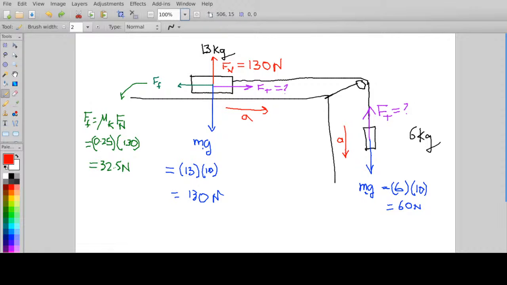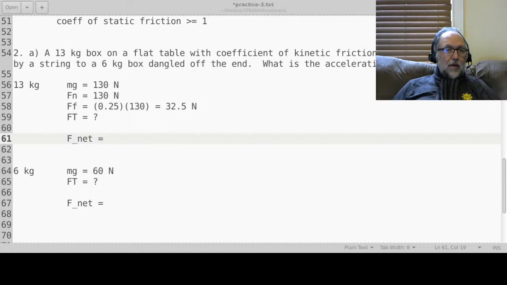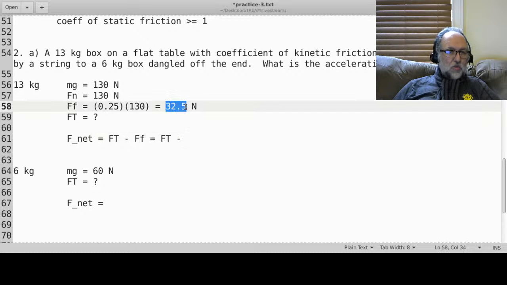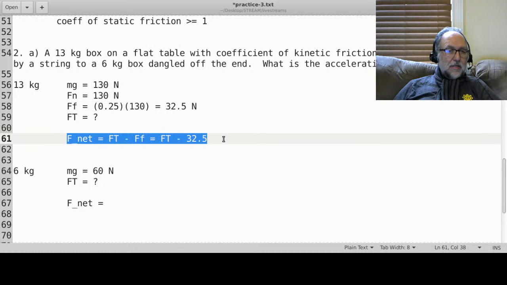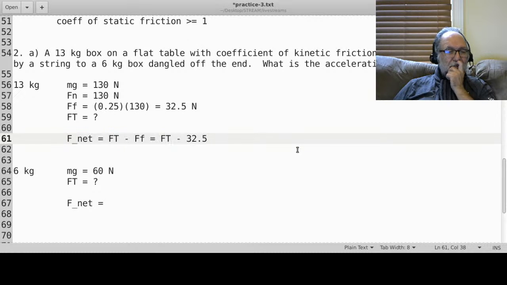Let's go back to the other screen. F net has to equal the bigger of the two, which is FT, minus the force of friction in the opposite direction. We don't know how big FT is, so just leave it alone, minus the force of friction, which was 32.5, and there it is. That's the best you can do for F net. You can't go any further.